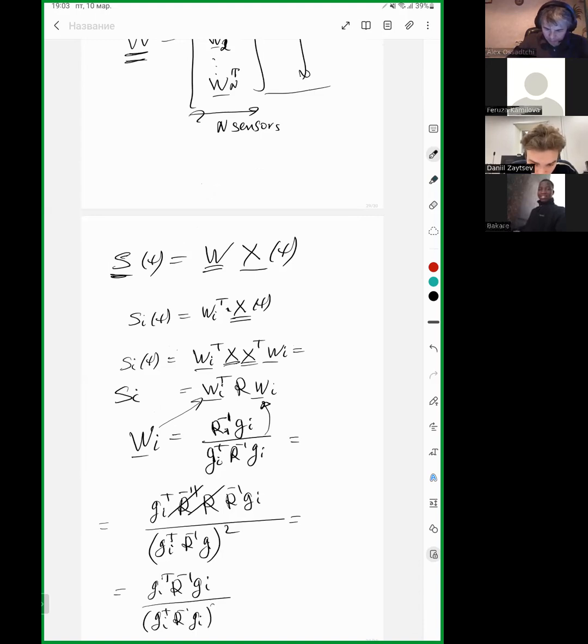squared. This is a scalar, right? Scalar squared, which is equal to 1 over g_i transpose R minus 1 g_i. That's the power of your source at the output. So basically, you don't even need to compute these W's. All you need is to compute the covariance matrix of your data, take the forward model, and do the scan. And that will be your beamformer scan, the distribution of power of the beamformer.